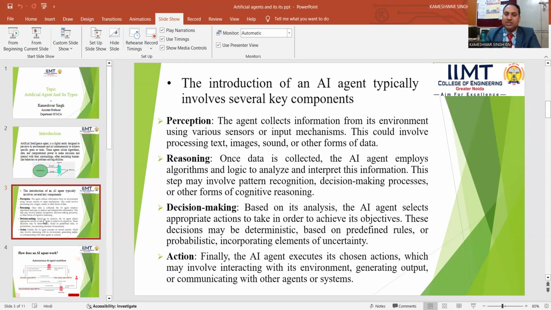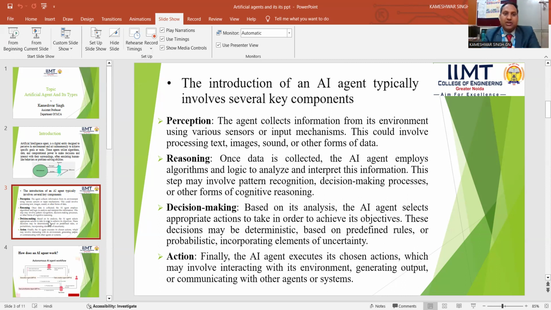Now, after solving this decision making, it goes to the action through the actuator. The action is finally where the AI agent executes its chosen actions, which may involve interacting with the environment, generating outputs, or communicating with other agents or systems. So these are the five key components which perform artificial intelligence actions through the actuator, changing the environment.